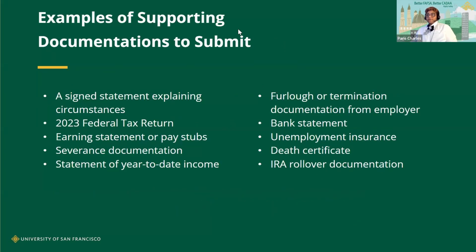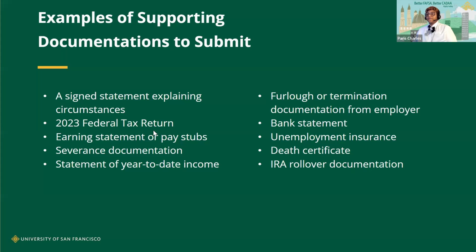So what are some examples of supporting documentation to submit? A signed statement explaining your circumstances. This is very important to explain thoroughly. Provide the necessary dates for your circumstance so that we can fully understand what the exact circumstance is. The 2023 federal tax return is typically one of the basic financial documents we will ask for, as well as earnings statements or pay stubs, and your most recent pay stub showing year-to-date earnings.